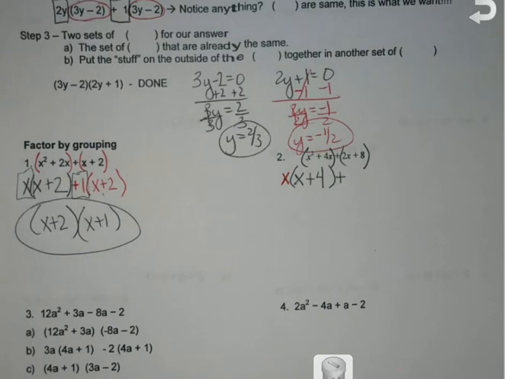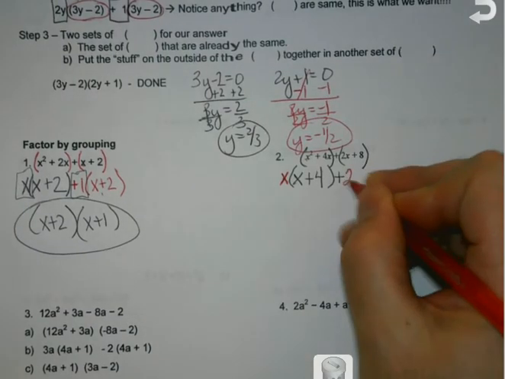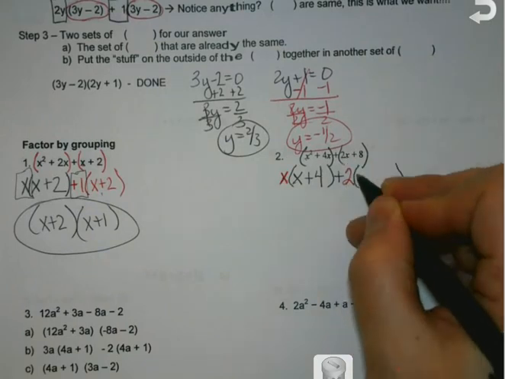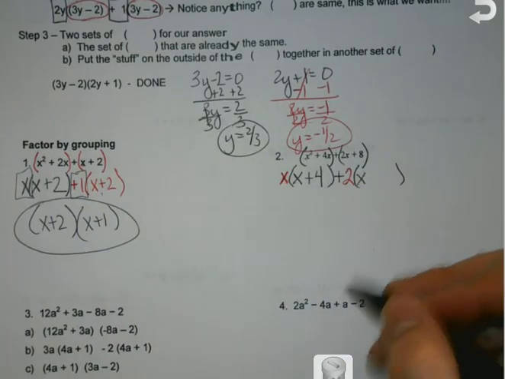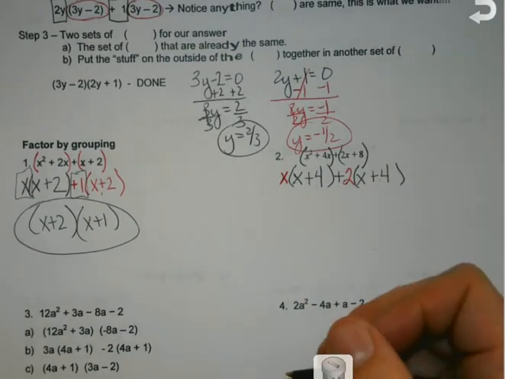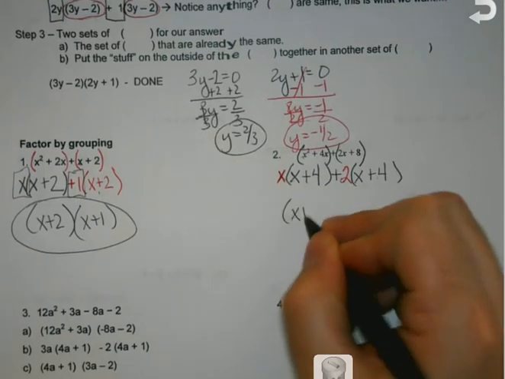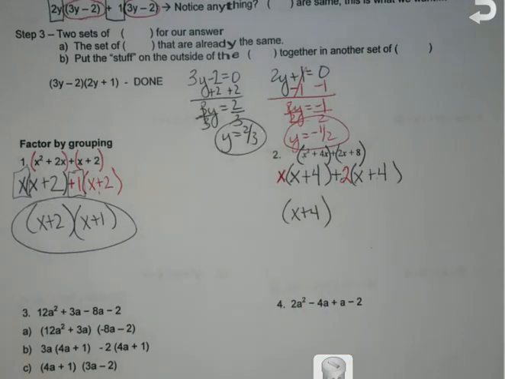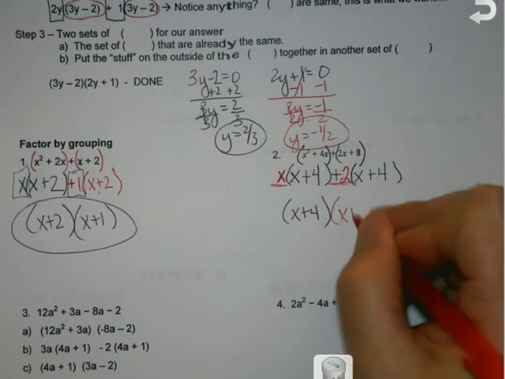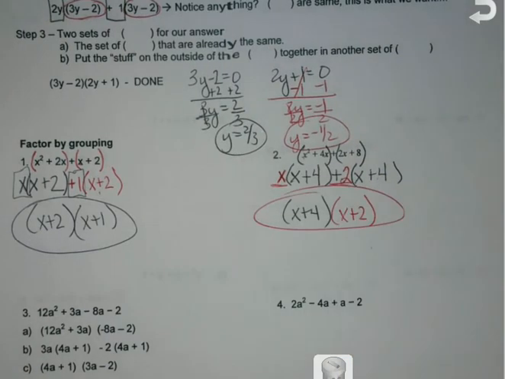Any ideas on what those last two terms have in common? 2. And by taking that 2 out, 2 times what gets me to 2x? x does. 2 times what gets me to 8? 4 does, and look at that. My parentheses are the same, my quantities are the same, which is good. And again, whatever is left over here, whatever my greatest common factors were, they go together too, and I am done.